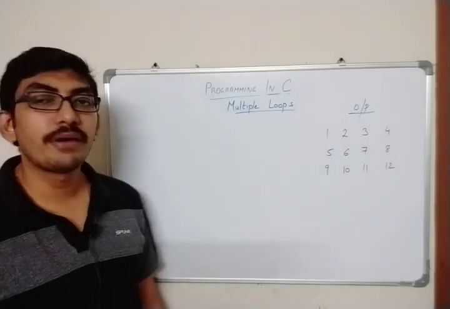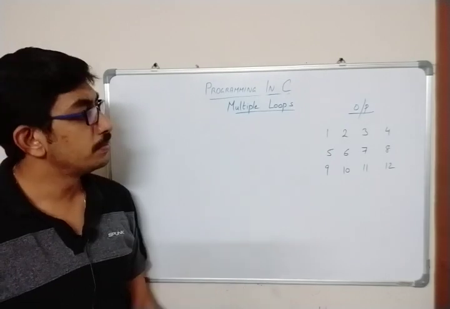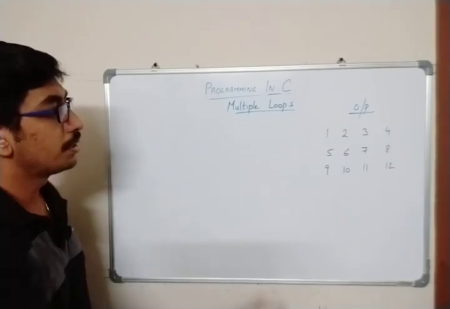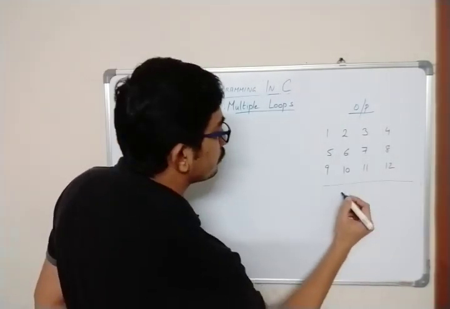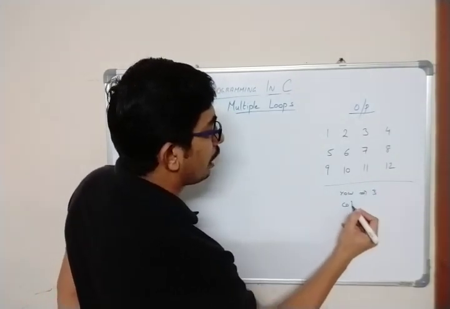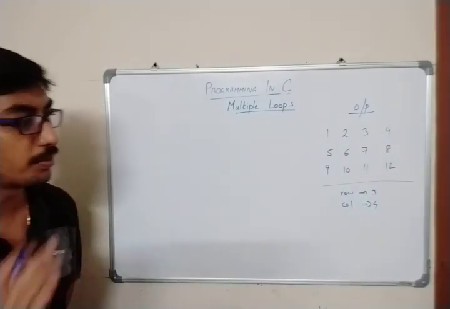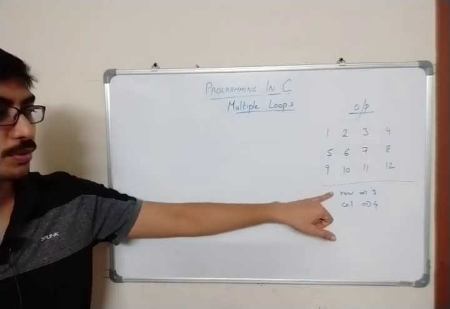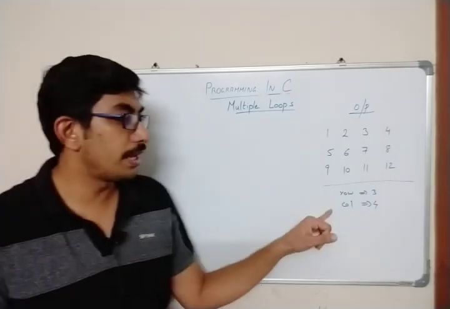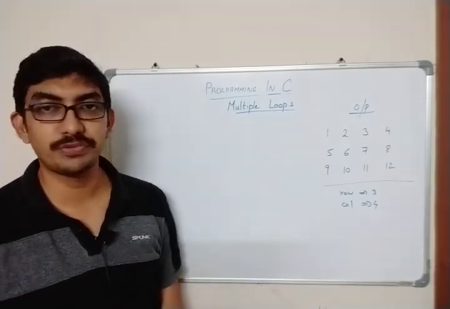So consider I have to display the output given in this format. So here you can see that you are having 3 rows and 4 columns. So that is the first information we have got from the output, which means our outer loop should run for 3 times and our inner loop should run for 4 times. So we have got that much of information.